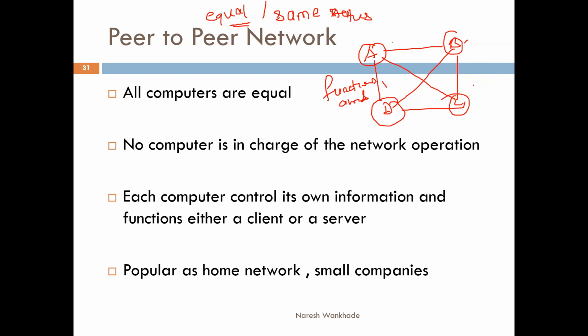Each computer in this peer-to-peer network controls its own information and functions either as a client or server. So it depends on the type of function needed at a time. Means A can be server, B can also be server, C can be server, D can be server. But as far as the ability of functioning is concerned, all these computers are of same status. This type of peer-to-peer network is very popular as a home network, or it is used in small companies.